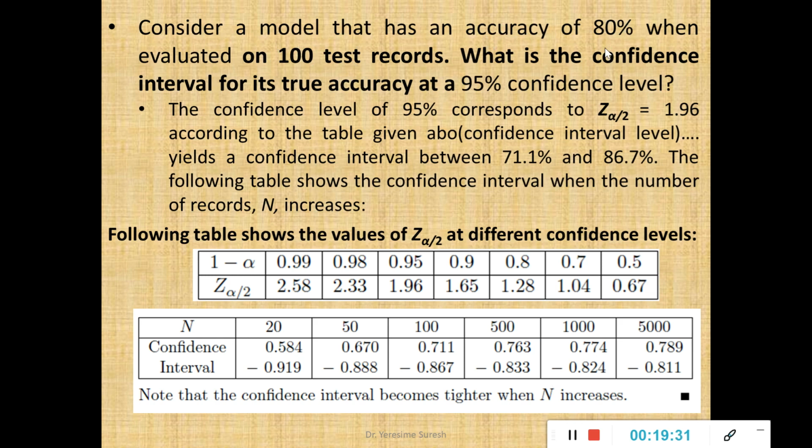So for this model with 80% accuracy and n value equal to 100, what is the confidence interval for its true accuracy at 95% confidence level? Confidence level is 1 minus alpha, that means 1 minus alpha value is 95. At 95% confidence level, what is the confidence interval?